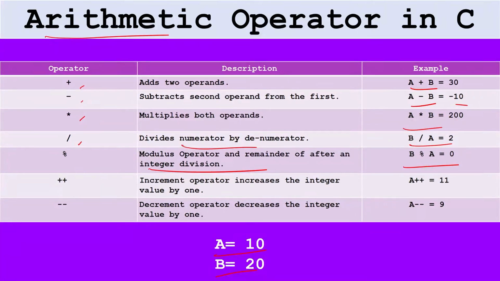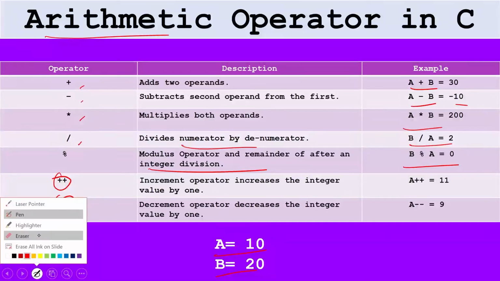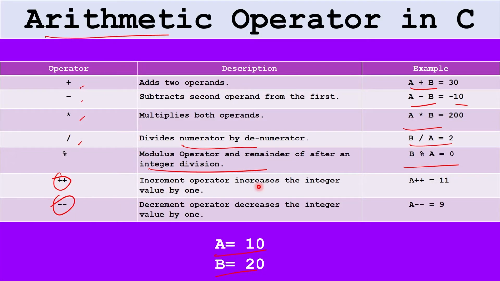But here I will mention a special kind of operator, that is plus plus, and the other one is minus minus. So what do plus plus and minus minus do? This is called the increment operator, which increases the integer value by one, and the decrement operator, that is minus minus, decreases the integer value by 1.